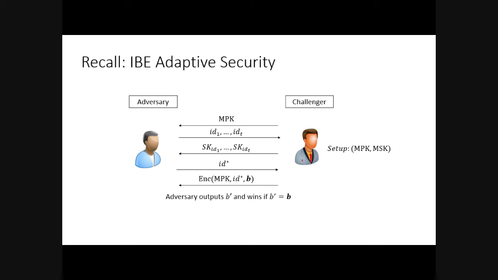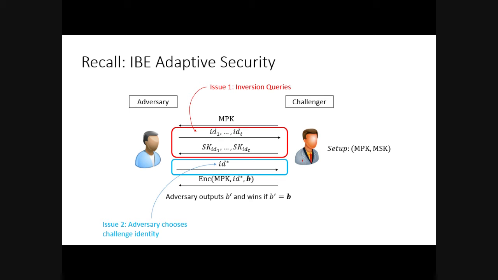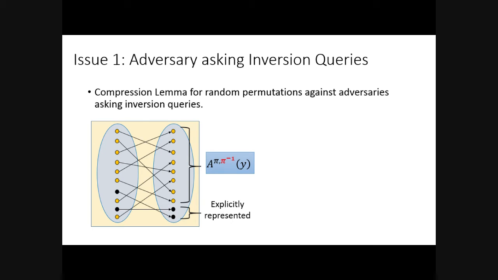And if you would recall, the problem with IBE adaptive security, or the issue here, is that the adversary could issue inversion queries to the challenger. It could ask the challenger to supply him with secret keys of identities of his choice. And the second issue is that the adversary chooses the challenge identity. These two issues weren't present in the random permutation or trapdoor permutation games. And so this is the new issue that we handle here, and we provide a new compression lemma that handles these two cases.